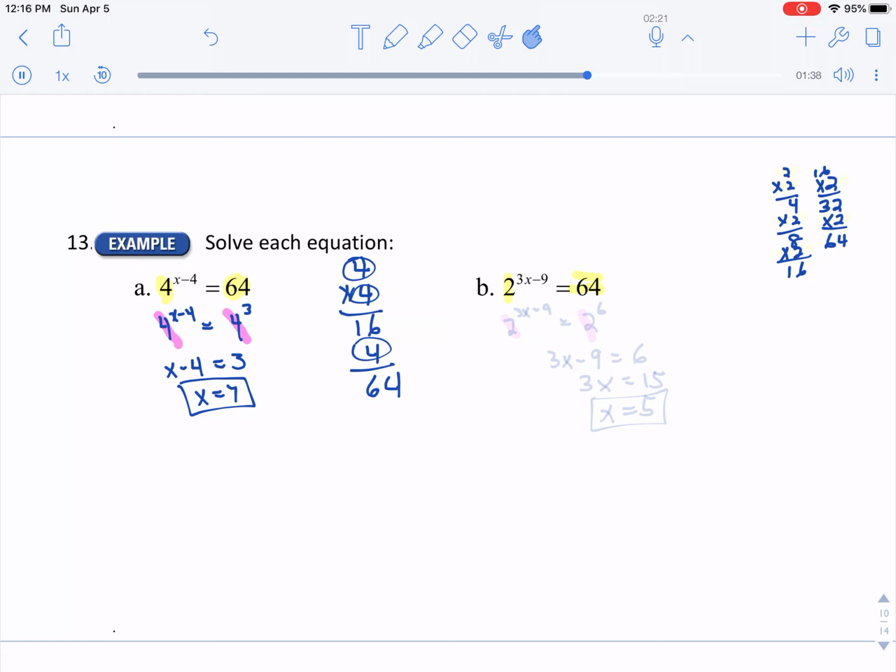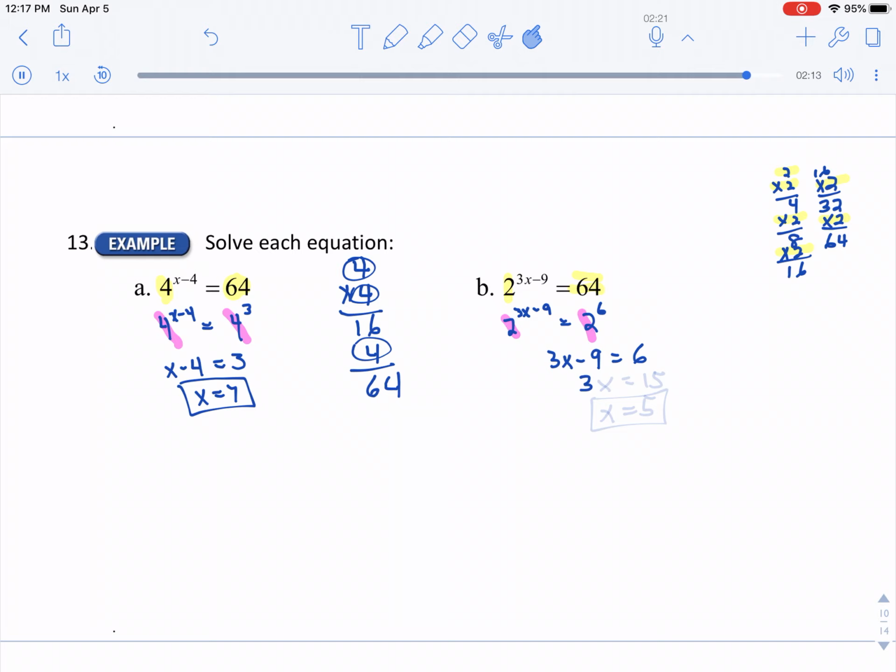Now let's see. I have 1, 2, 3, 4, 5, 6 2's. So this can be rewritten as 2 to the 3x minus 9 power equals 2 to the 6th power. And again, now that my bases are the same, I don't have to worry about those. The only way that they can be equal to each other is if the exponents are the same. So then I will say that 3x minus 9 has to equal 6.